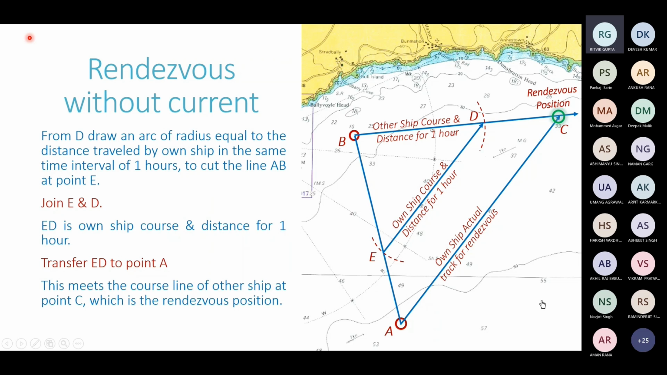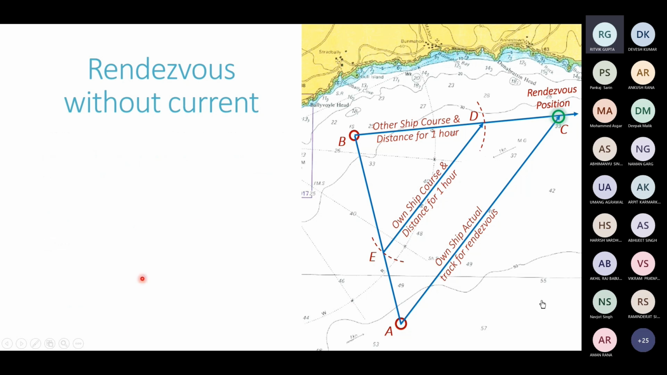So this completes our type 1 problem. This is a basic type 1 question. We have calculated our rendezvous position here on the chart. We can read its latitude and longitude. We have found our rendezvous position. Now, other things which we need to find out is the course to steer and the time to rendezvous.